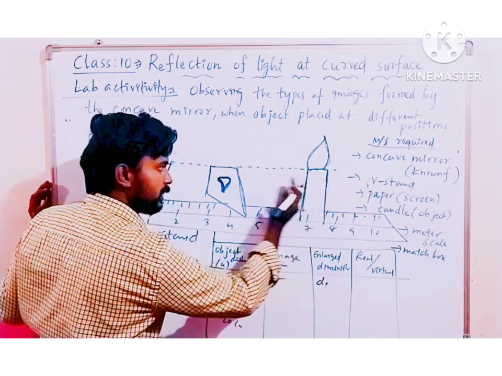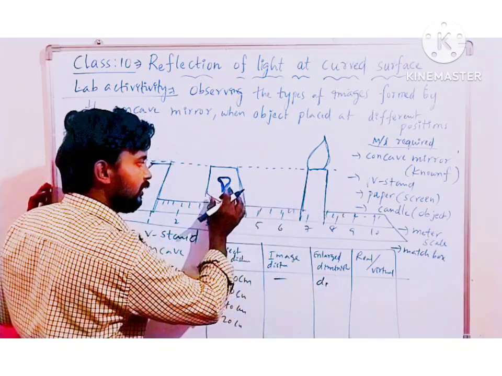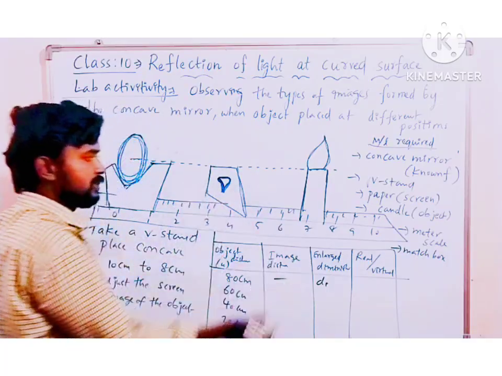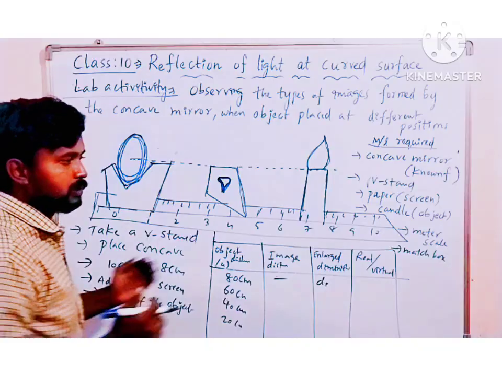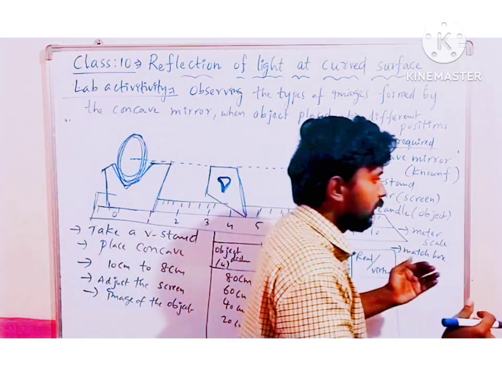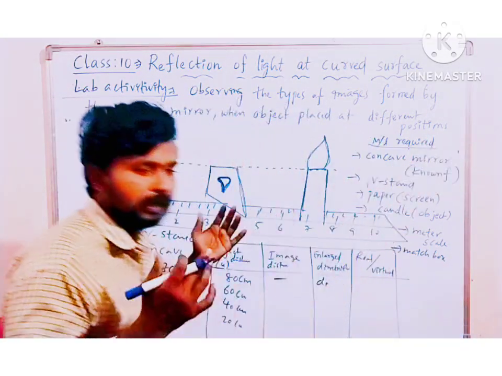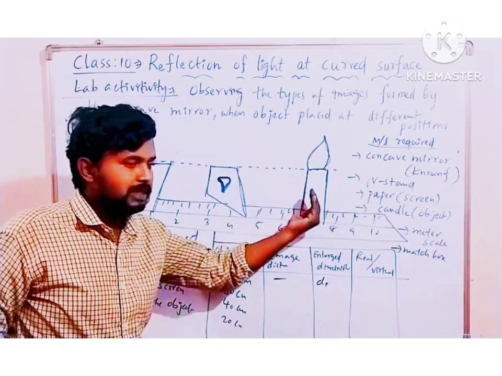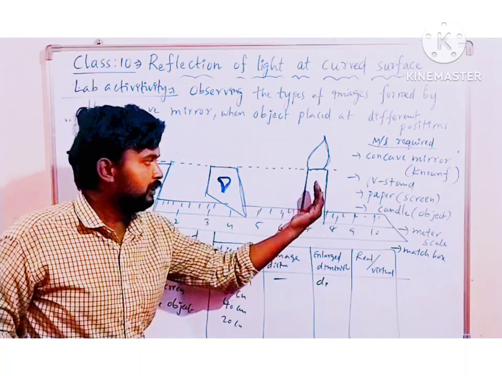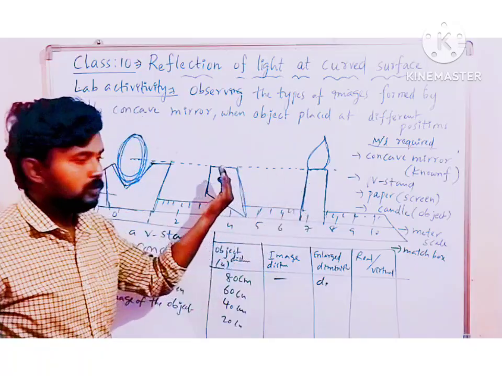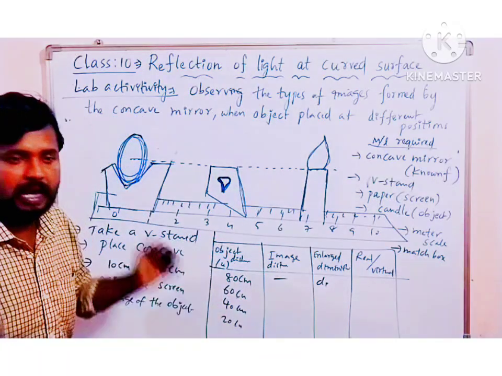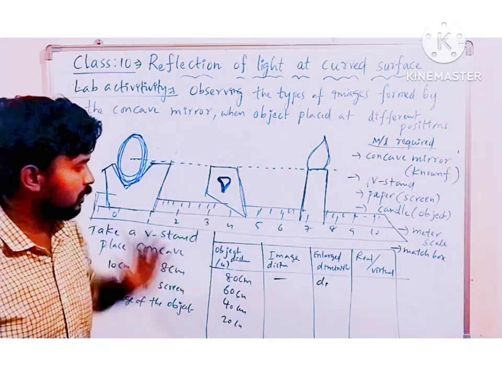When you move towards the candle and adjust the paper, you will get the inverted and enlarged image. That is, when we move towards the candle, our image looks larger, enlarged. In the same way, when we adjust the candle from 80 centimeters towards the mirror, you will see the enlarged or magnified image.